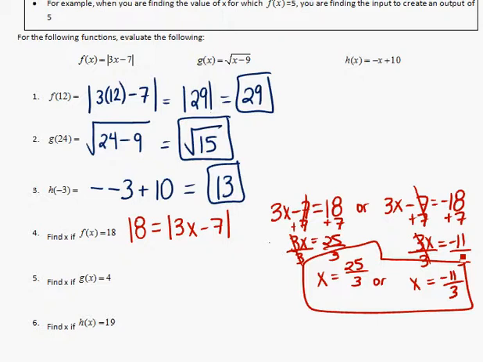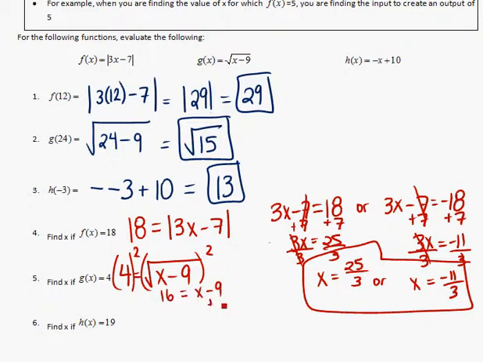Number 5 is going to be pretty similar. I'm going to look at g of x, and it says that I want to find x if g of x equals 4. So that means I'm going to take 4 and substitute in for g of x, my output. And I'm going to be solving for x. Well, to undo a square root, I need to do its inverse operation and square both sides. And I end up with 16 equals x minus 9.